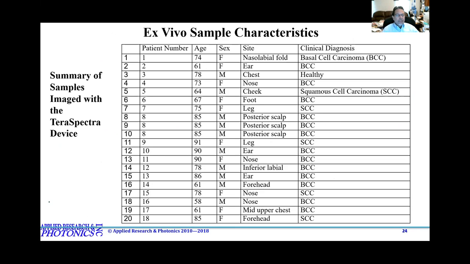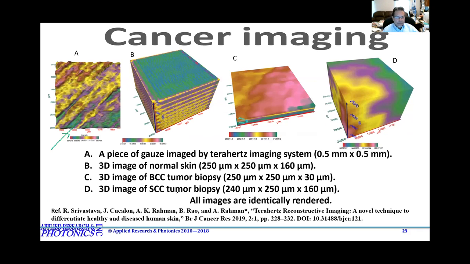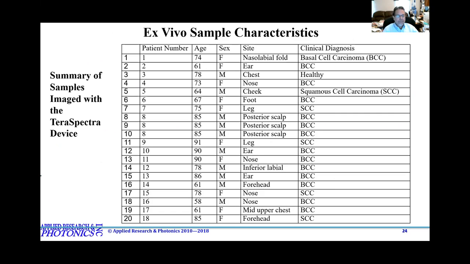And what they did is, this group, as you can see, published here, they took about 20 samples from different patients and identified their age, their sex, and where the biopsy was taken, as you can see, from different places of the body. And then pathologically, or clinically, they diagnosed whether it is BCC, healthy, squamous cell, or melanoma. And then they imaged those diagnosed biopsy samples with the instrument.